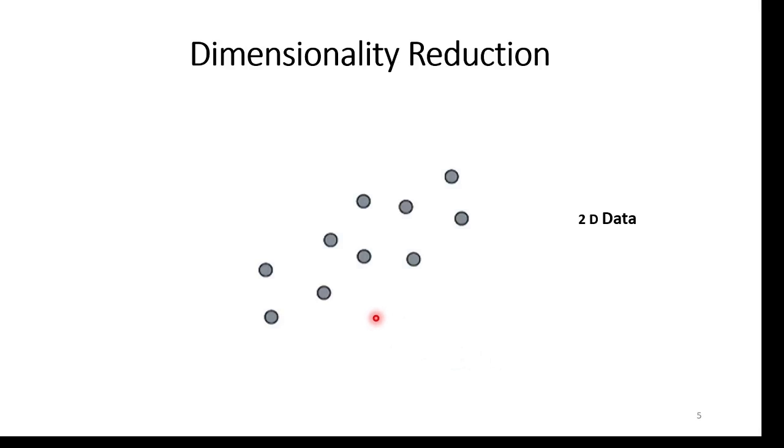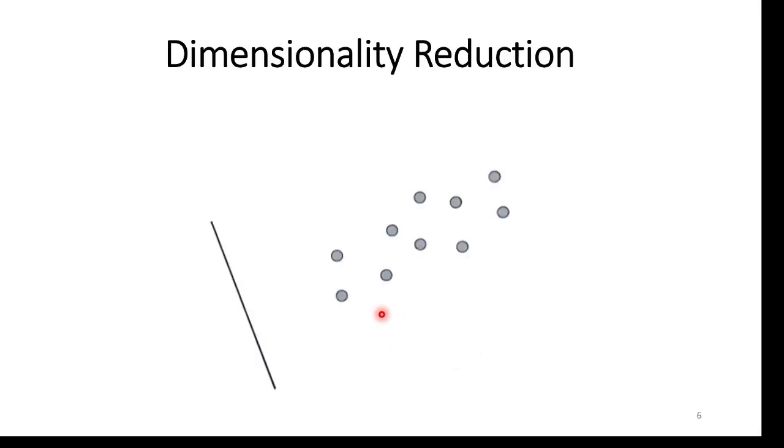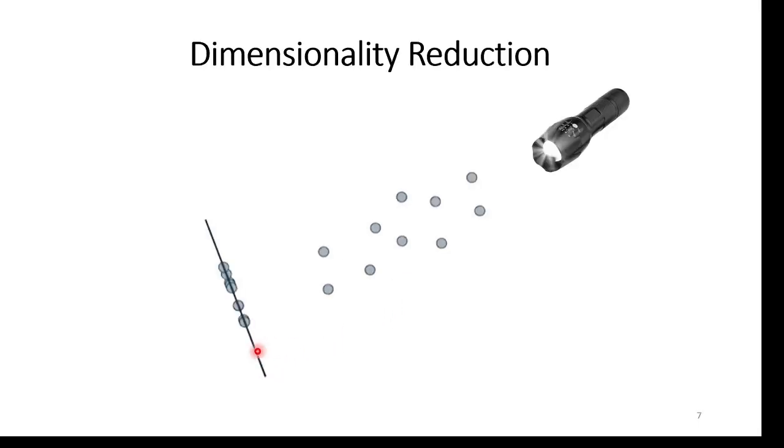Consider these data points in 2D space. Let's project these data points on this wall. Here are the projected data points on the wall. Can we find a better direction of the wall for a better representation of these data points?